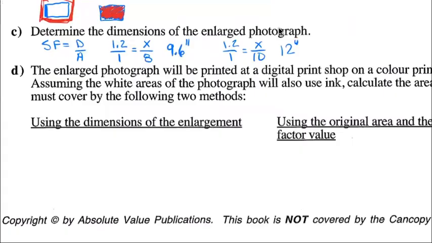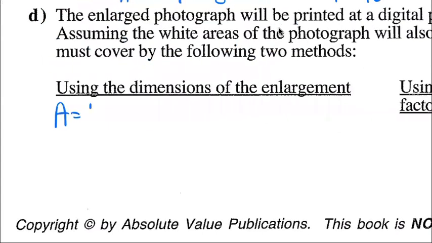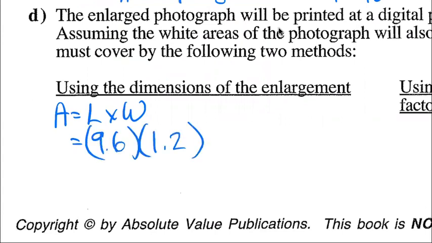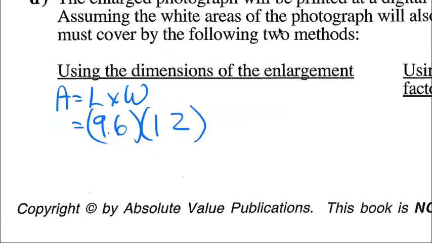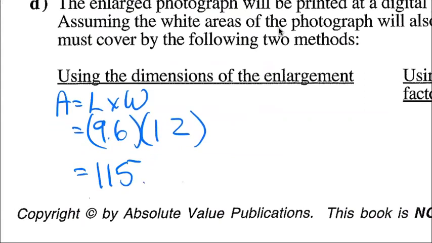So we just basically use the area formula with our new dimensions, which were 9.6 times 12. 9.6 times 12 is 115.2 inches squared. It's area, so we have to square our units.